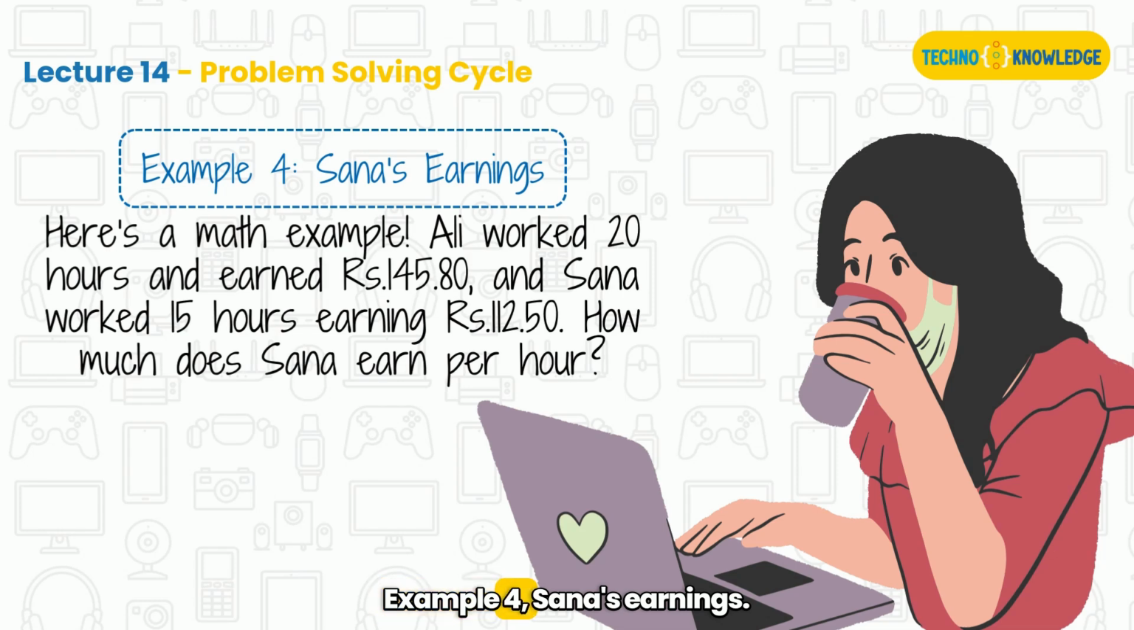Example 4. Sana's earnings. Here's a math example. Ali worked 20 hours and earned Rs 145.80. And Sana worked 15 hours and earned Rs 112.50. How much does Sana earn per hour?